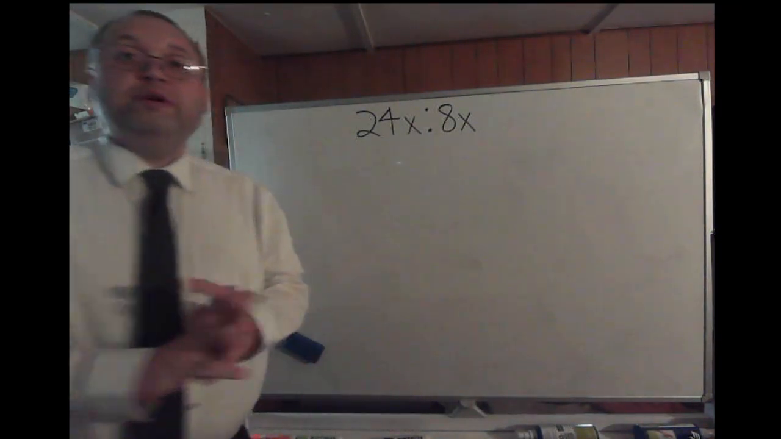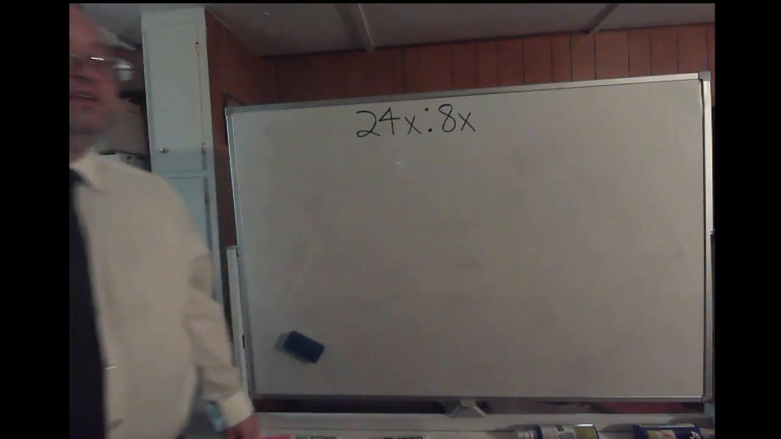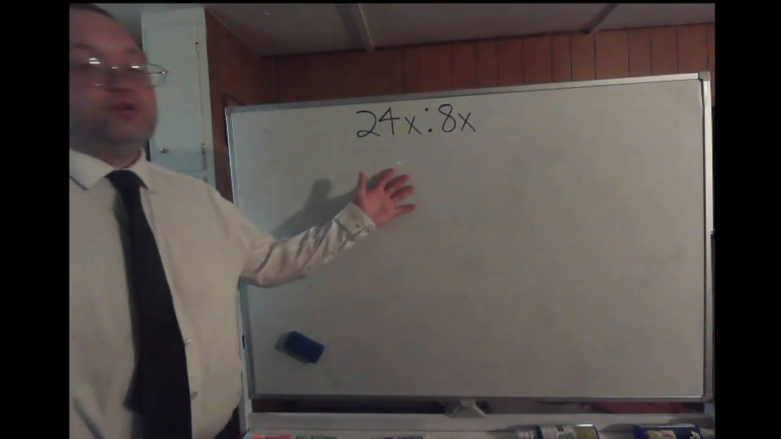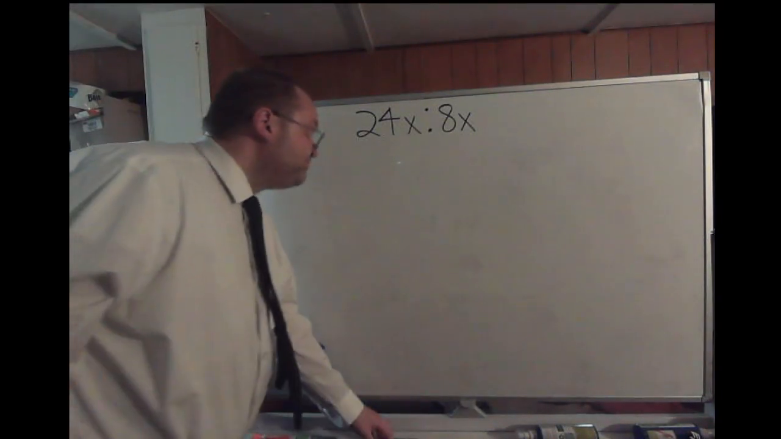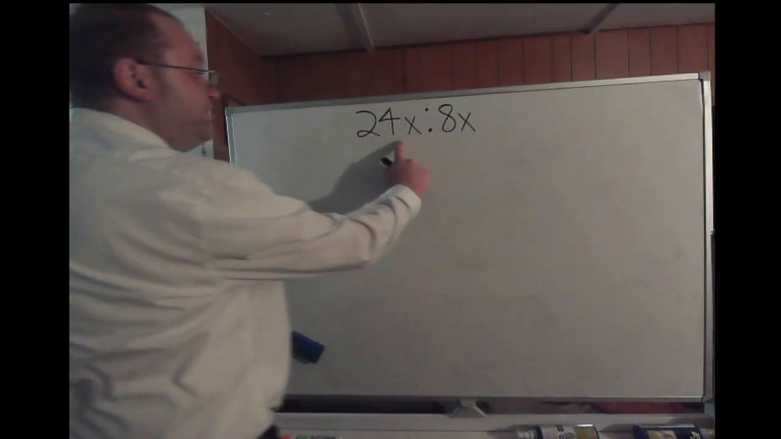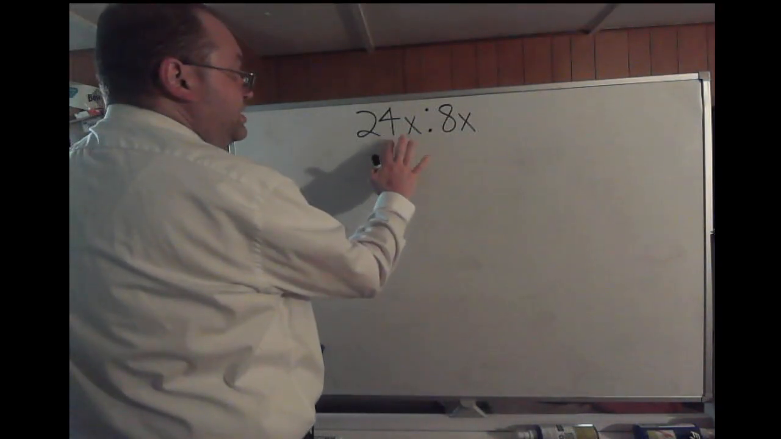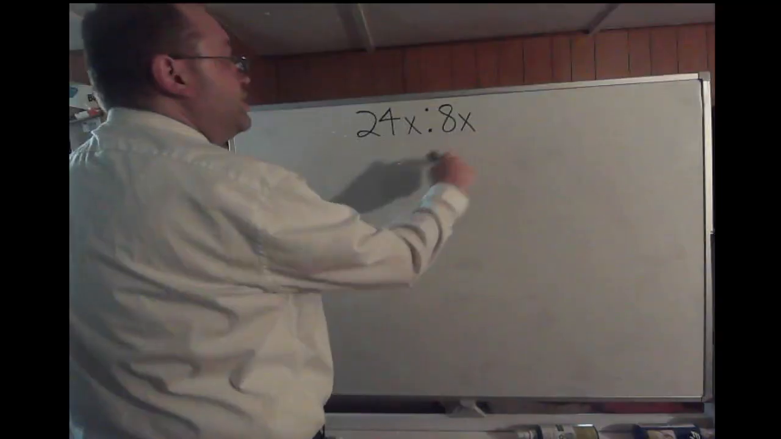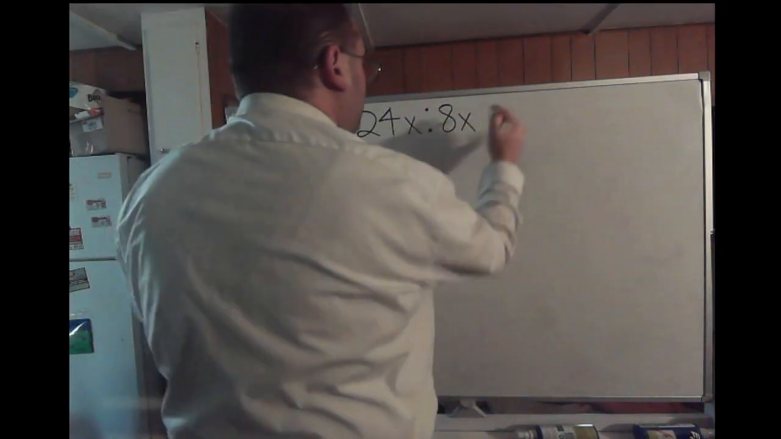So today we're going to talk about ratios. Ratios are basically you have one number divided by another. It's just a fancy way of saying division. This can be read as 24x to 8x. Your first number in the ratio to the left is always your numerator. Your second number of the ratio to the right is always your denominator.